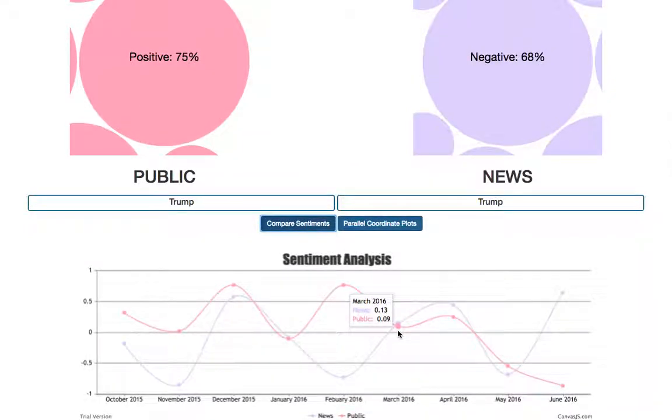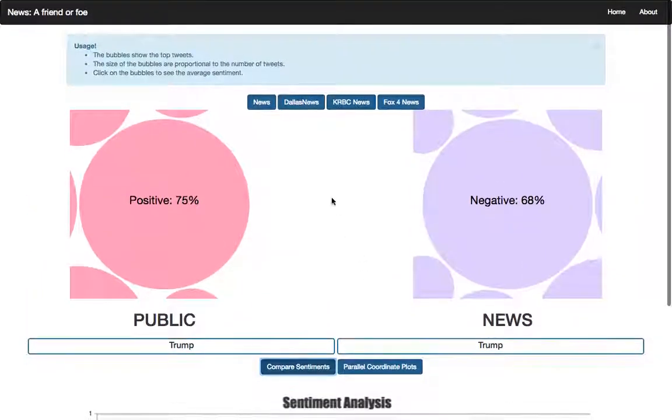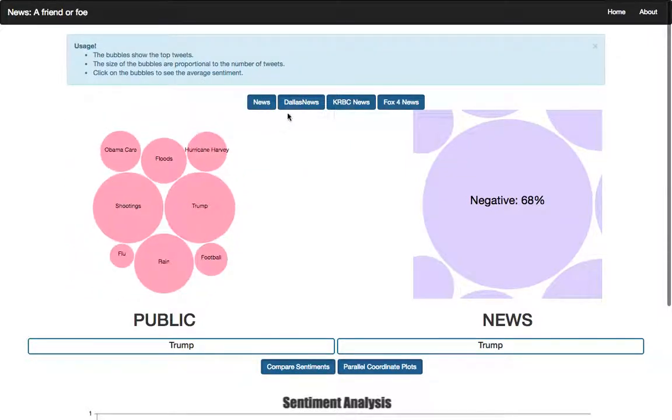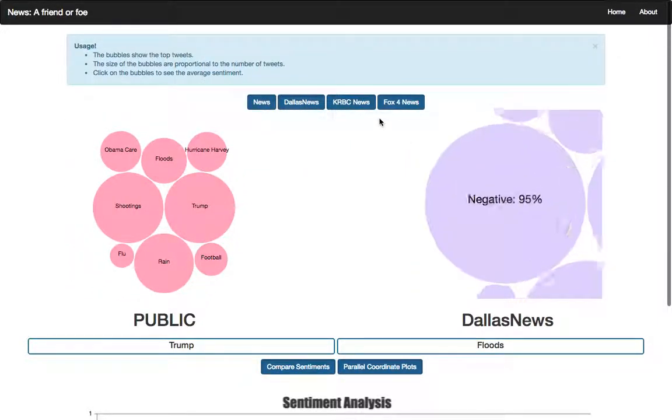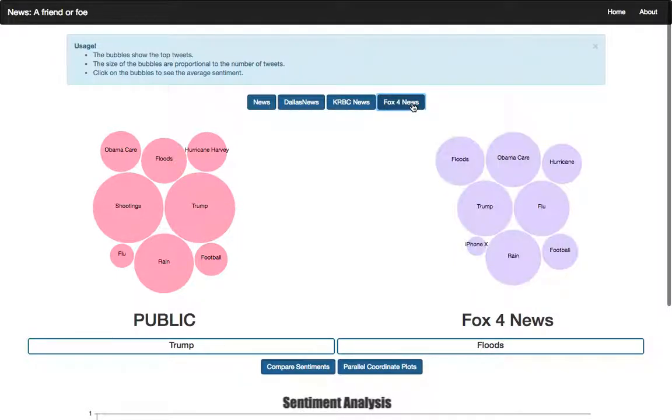This whole process works similarly for individual news channels as well. These are for different news channels. A blue alert shows what the visualization signifies.